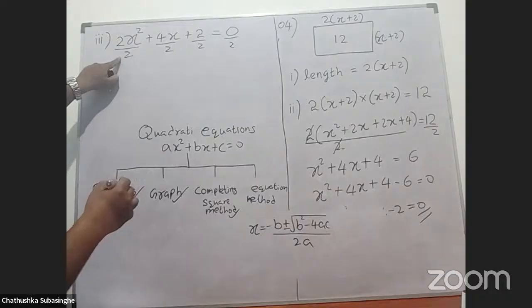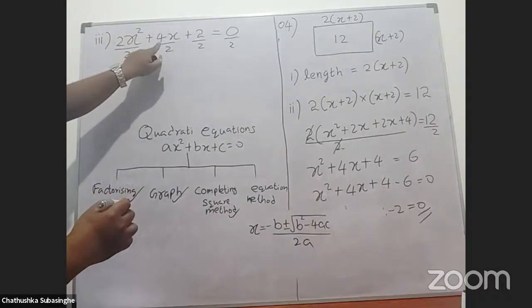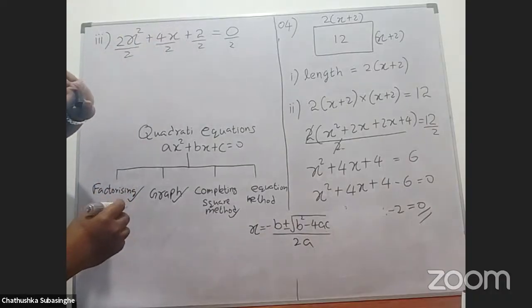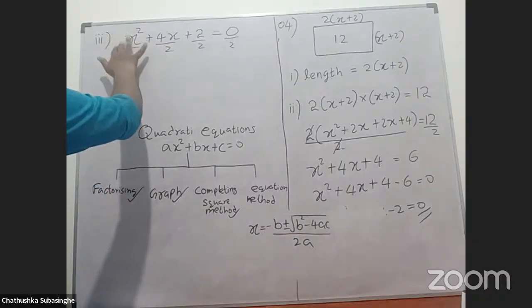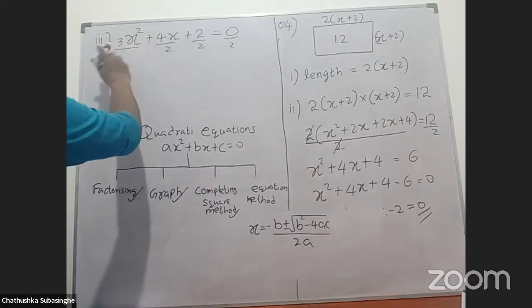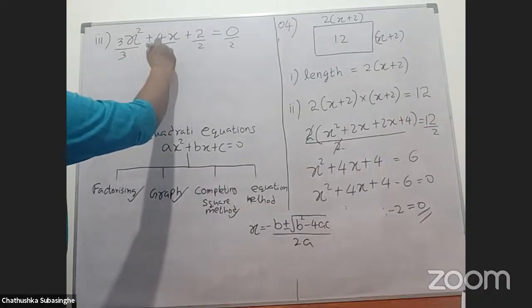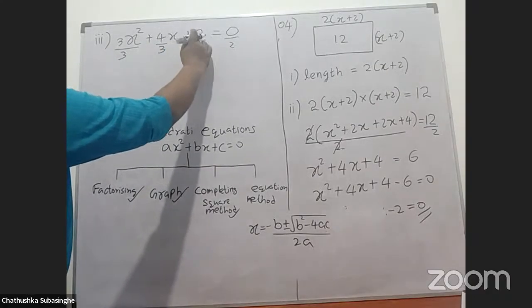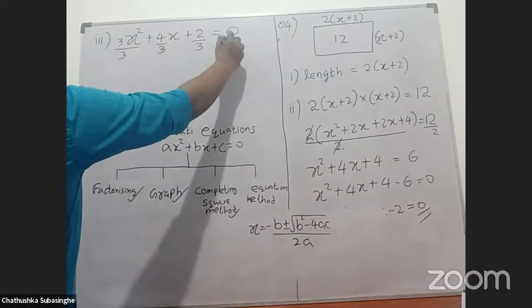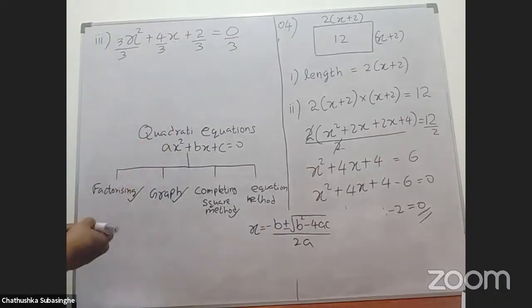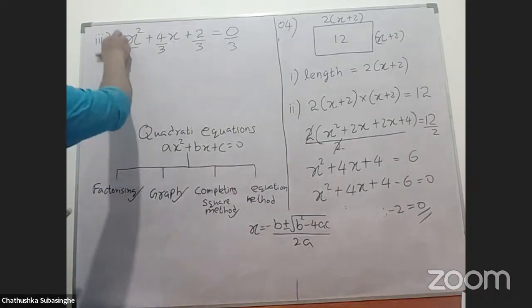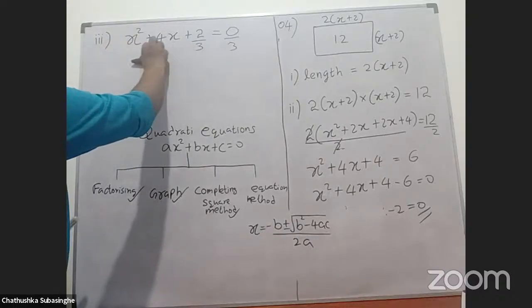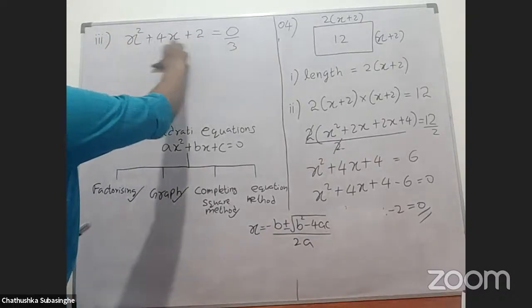So 2 and 2 get cancelled off. 4 divided by 2 is 2. 2 divided by 2 is 1. If it is not divisible, you have to leave it as a fraction. For example, if you had a 3, you have to divide all the coefficients by 3. Then you get fractions here also. That doesn't matter, so you have to leave it as fractions. So remember, if you have a coefficient, first you divide by that coefficient.